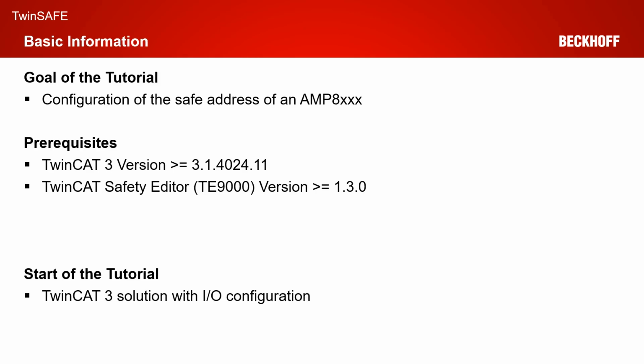From the two regarded systems, AMP and AMI, today we take an AMP 8000, and the goal of the tutorial is to configure the safe address of this AMP 8000 system. As prerequisites, you need a TwinCAT 3 version greater or equal to 4024.11, and a TE9000 version greater or equal to 130, because from this version on, you have the functionality to configure the safe addresses. The start of the tutorial is an existing TwinCAT 3 solution with an already scanned I/O configuration.